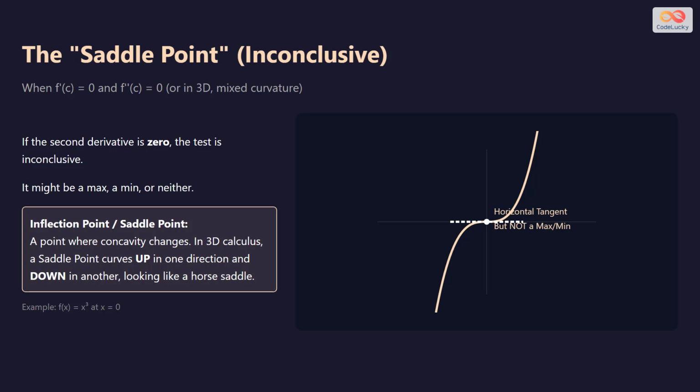What if the second derivative is 0? The test fails. This often happens at an inflection point, like in the function x cubed. The slope flattens out but then continues in the same direction. In multivariable calculus, this concept extends to a saddle point, which curves up in one direction and down in another, but is neither a true max nor min.